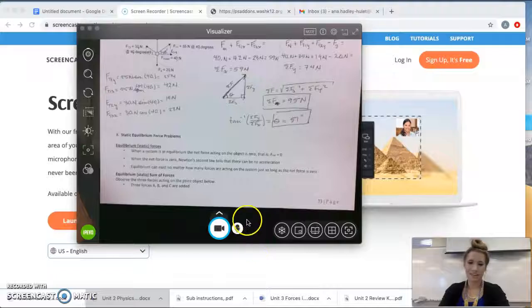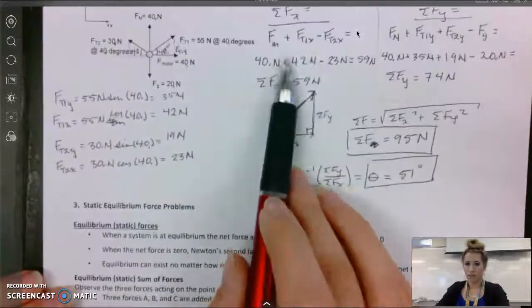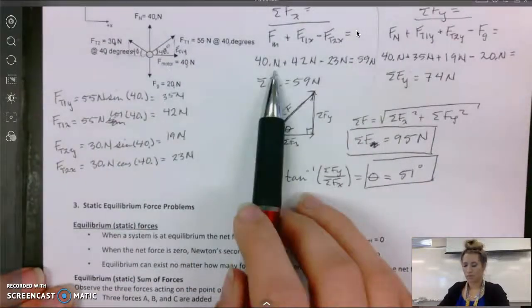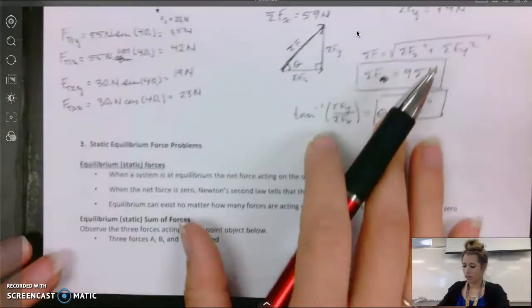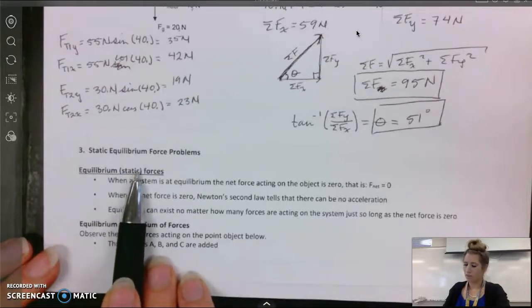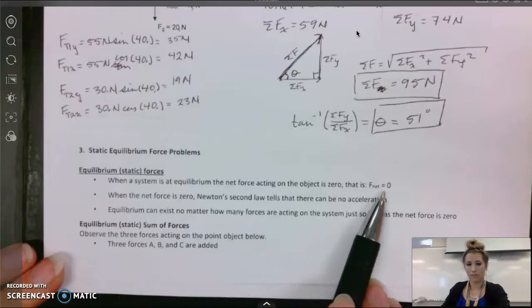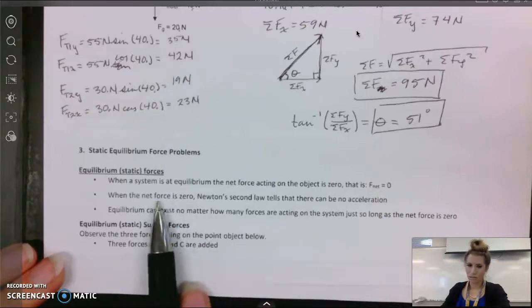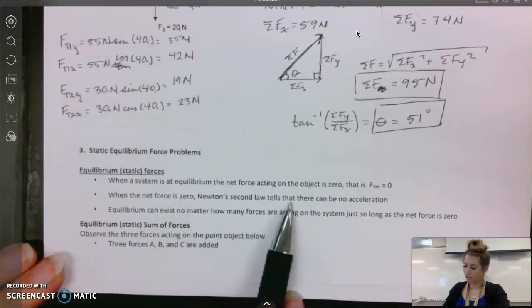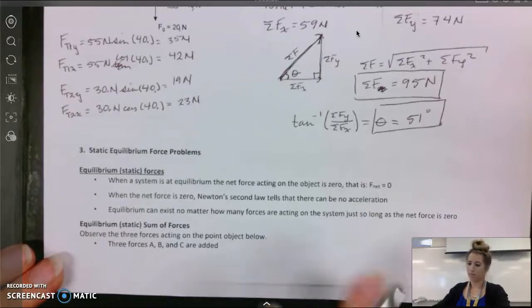Okay, second day of learning target 3. Last time we talked about dynamic problems where the sum of the forces did not equal 0. And then today we're going to talk about static forces, so that means the sum of the forces is equal to 0. And when the sum of the forces is equal to 0, Newton's second law tells us that the acceleration must also be 0. Okay?